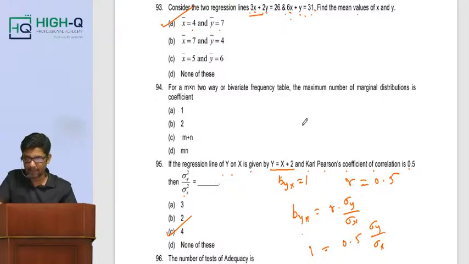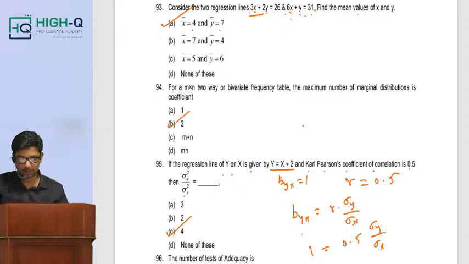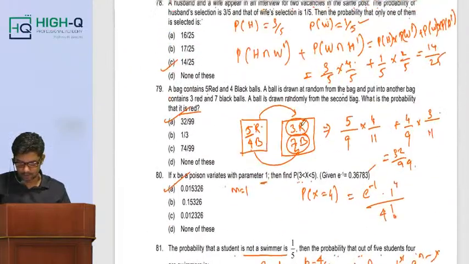Oh, okay. For an m by n two-way or bivariate frequency table, the maximum number of marginal distributions is: there are 2 marginal distributions we will have. 68 also we left.